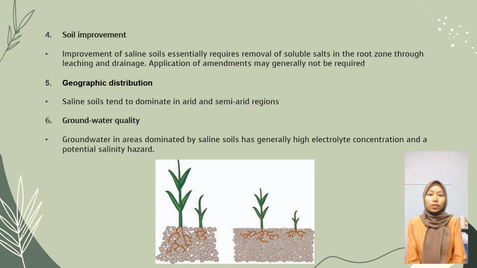Number 4, soil improvement. Improvement of saline soil usually requires removal of soluble salts in the root zone through leaching and drainage. Application of amendments may generally not be required. Number 5, geographic distribution. Saline soils tend to dominate in arid and semi-arid regions. Number 6, groundwater quality. Groundwater in areas dominated by saline soil has generally high electrolyte concentration and salinity.